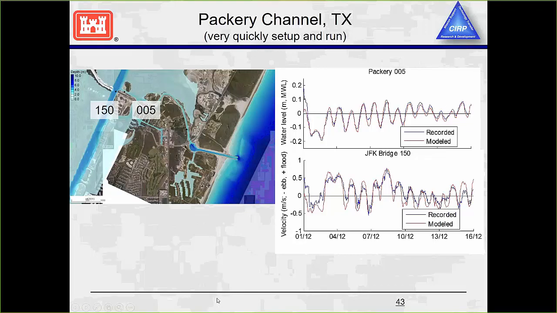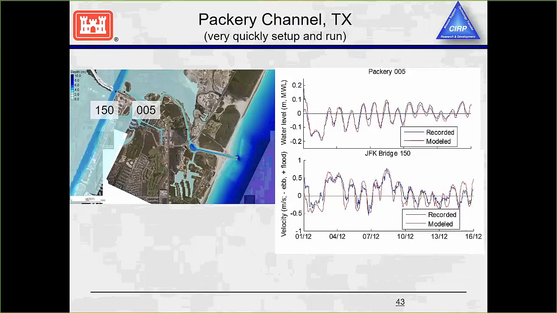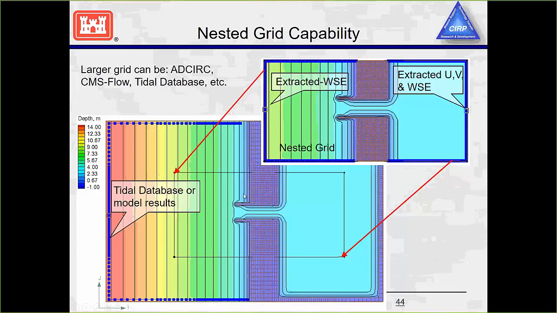So I mentioned earlier the nested grid capability. That's basically, you might have a large grid that somebody else worked on, and you have a new project that you want to do that's included within that area. You might be able to take that larger grid and use the forcing or the solutions that came out of that grid to force your smaller grid that's done at a much higher resolution.